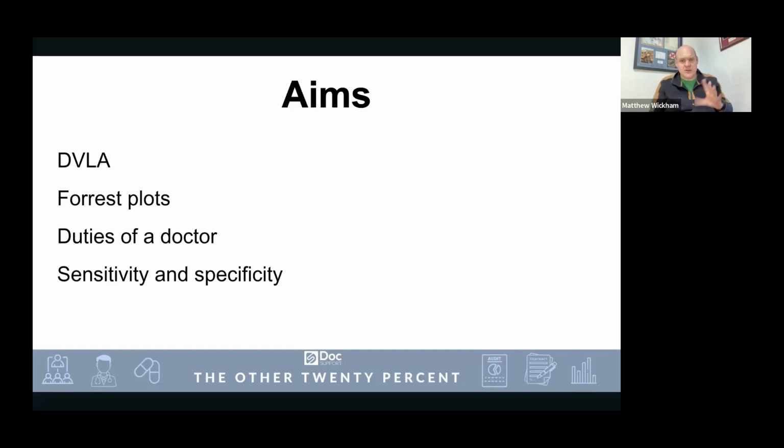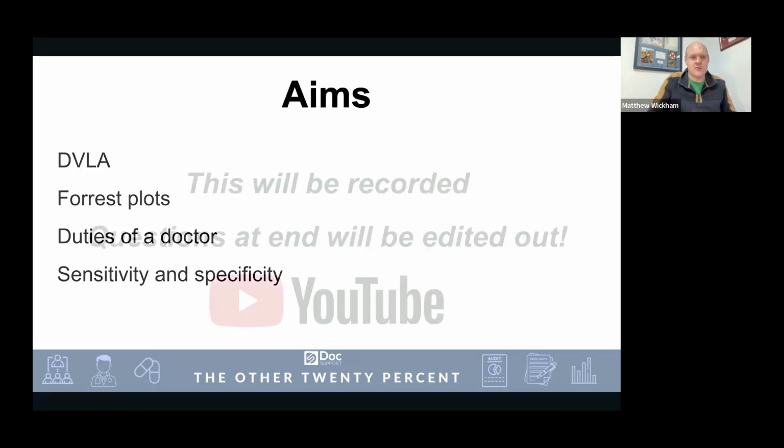What we're going to do in the next sort of about 45 minutes or so is cover four main areas: a brief skim overview of the DVLA rules, a bit about how to do Forrest plots, duties of a doctor, and then sensitivity and specificity, all sort of condensed down.